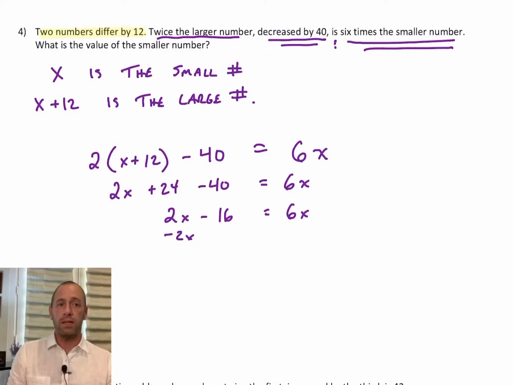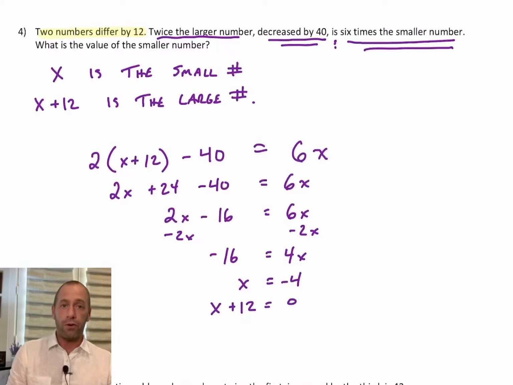So 2x minus 16 is 6x. I'm going to subtract 2x from each side. Therefore, negative 16 is equal to 4x, or x is equal to negative 4. And x represented our smaller number. Our larger number is going to be 12 more. Watch your integer operations, but 12 more would be 8. The question asked you, what is the smaller number? So you can conclude with a simple sentence, the smaller number is negative 4.